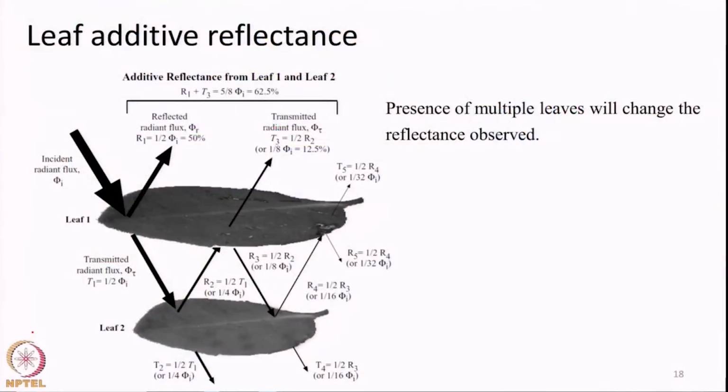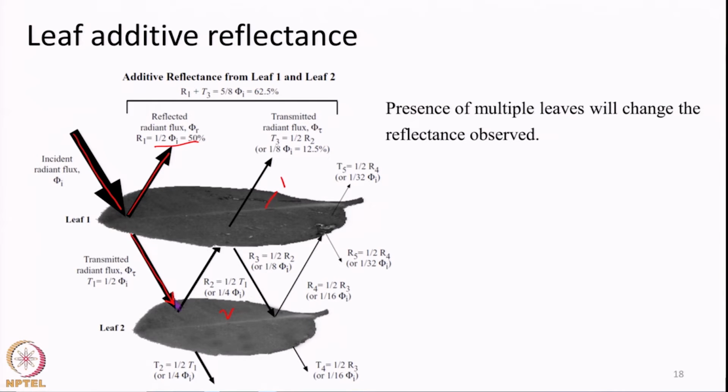If you see the figure in this slide, this is the leaf on top, let us say leaf number 1, and this is leaf number 2. A certain amount of incoming energy falls over it. Let us assume 50% of it is reflected back by the leaf, and another 50% is transmitted. Let us assume the absorptance is almost 0, just for the example's sake. So, 50% is reflectance and 50% is transmittance with almost 0 absorptance. If that is the case, the 50% energy is now transmitted to leaf 2.